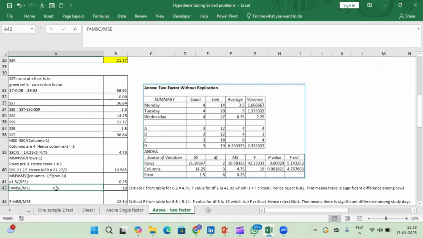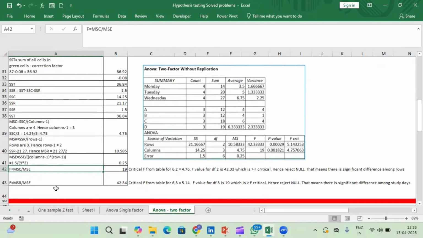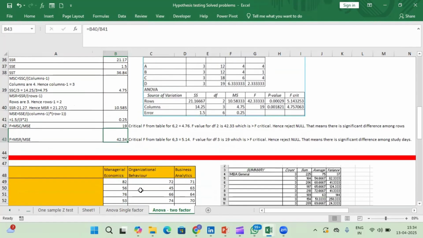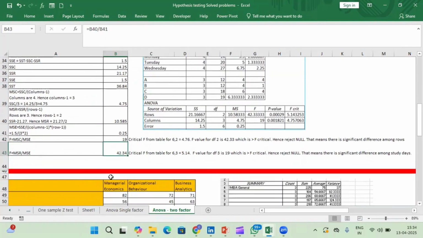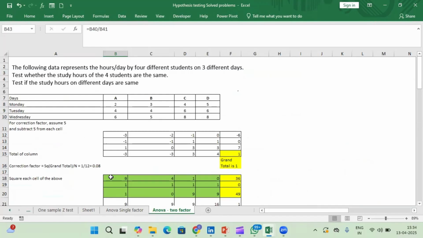And the F factor finally: there are two F factors because there are two factors. The first factor is MSC by MSE. MSC is 4.75 by MSE 0.25, that becomes 19. And the other is MSR by MSE, 42.3. This is how you calculate the two F factors manually.